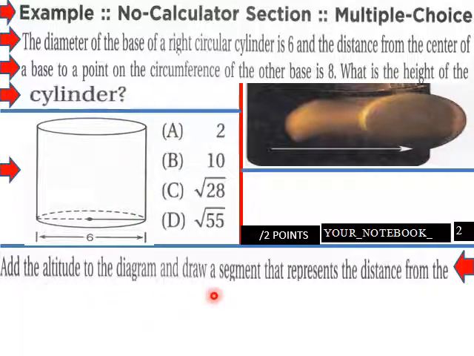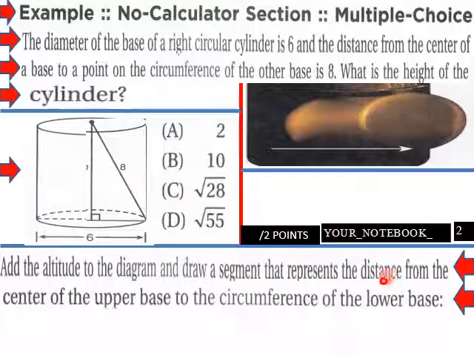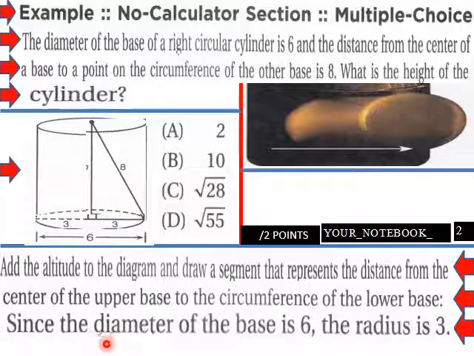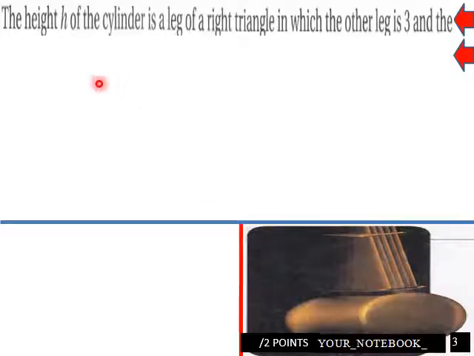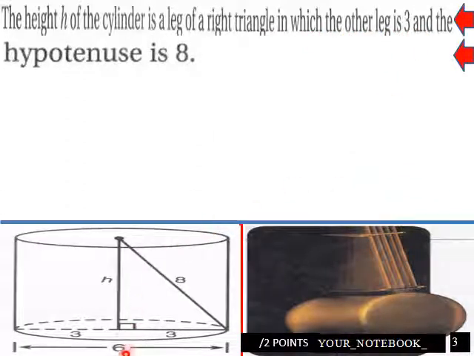Add the altitude to the diagram and draw a segment that represents the distance from the center of the upper base to the circumference of the lower base. Here it is. Here's your altitude, or the height of your cylinder. Since the diameter of the base is 6, the radius is 3. So this will dissect your diameter, and you have 3 as your radii. The height h of the cylinder is the leg of a right triangle in which the other leg is 3. So here's your height, and your leg here is 3.